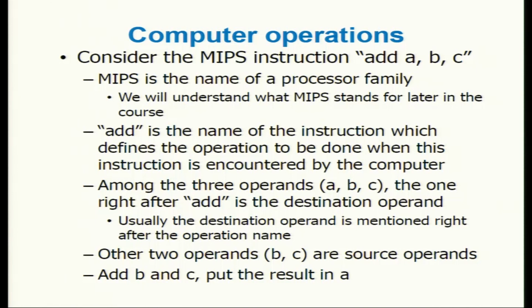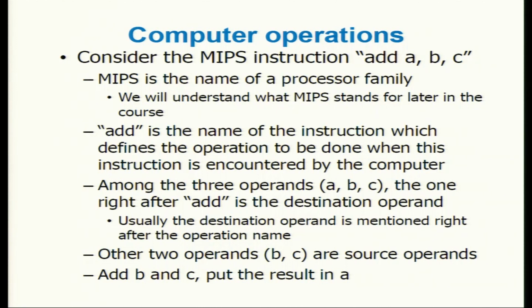Of course, I'm not going to explain that. Anyway, this instruction add A, B, C means that add is the name of the instruction, which is often called the mnemonic of the instruction. And among the three operands A, B, C, the one right after add is the destination operand. That's why typically we write instructions with the destination appearing after the name of the instruction. So in this case, A is the destination. Essentially what it is saying is that you add B and C and put the result in A. Okay, right?